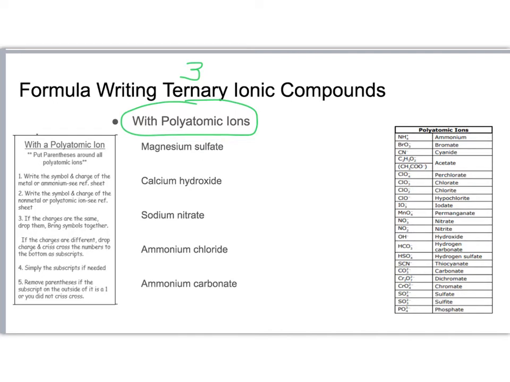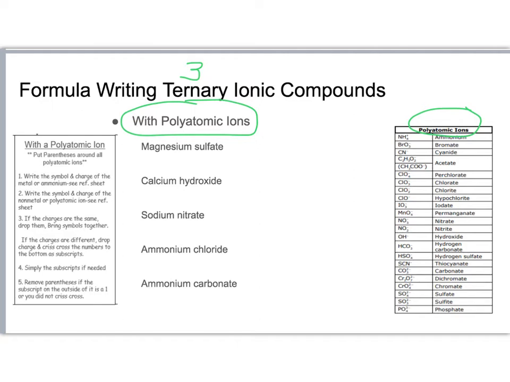To the right, you will see a list of polyatomic ions. You can find this list on your reference sheet. I want to take a moment to go through and explain what you are seeing on this list. So polyatomic ions are groups of atoms that act as one piece, one entity, with a single charge.